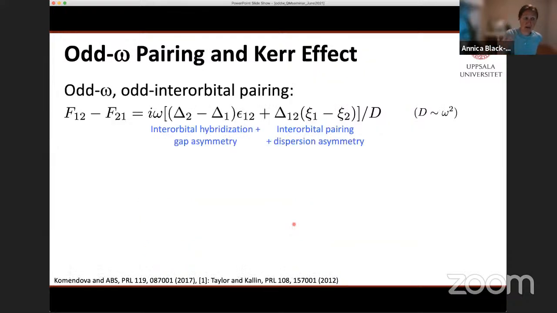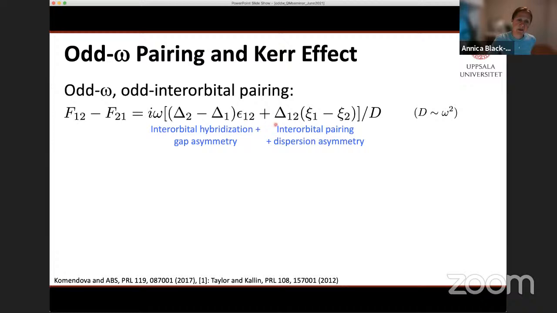And then I just derive what is the odd interorbital pairing. So I take F12 minus F21, and I get these terms. So you clearly see it's odd in frequency as we would expect. We get one term that comes because you have a gap asymmetry. So delta 2 is not equal to delta 1, and the interorbital hybridization. This was a term I talked about before. Then I call this term gamma, but here I call it epsilon 1, 2.